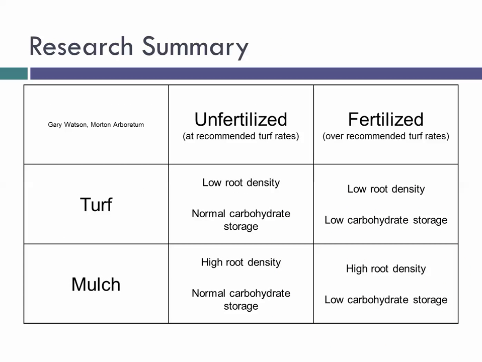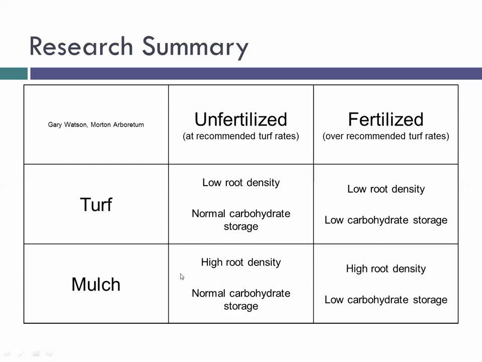Here's the chart I've been waiting to get to. I really like this chart. It's a nice summary of some tree research that was done by Gary Watson at the Morton Arboretum, which is just outside Chicago. In this study, he's looking at two different things. He's looking at the density of roots, the number of roots per square inch or per square foot, that occur when growing under turf versus under mulch.